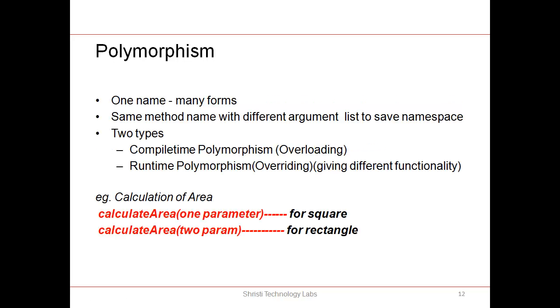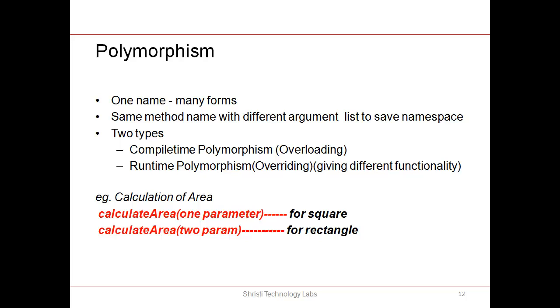Polymorphism. What is polymorphism? Poly means many. One name that is taking many forms. That is, one method name which is given different forms with the help of different parameter lists. This is just used to save the namespace.